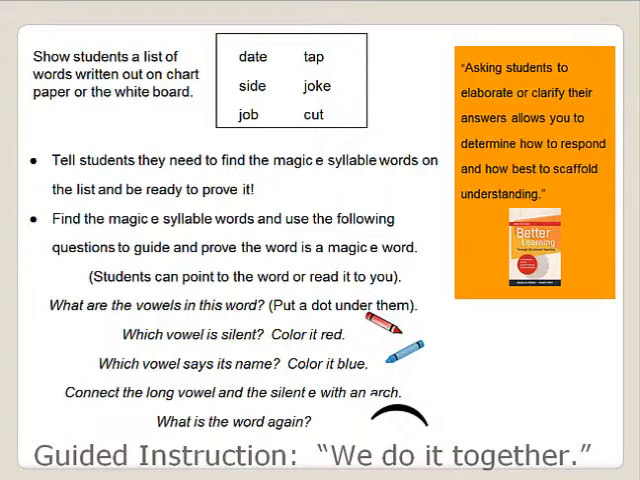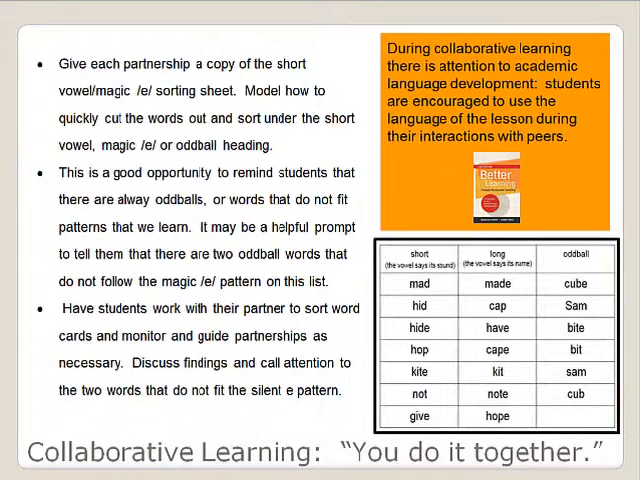Find the magic E syllable words and use the following questions to guide and prove the word is a magic E word. Students can point either to the word or read it to you. What are the vowels in this word? Model how to put a dot under the vowels. Which vowel is silent? Color the silent E red. Which vowel says its name? Color the long vowel blue. Connect the long vowel and the silent E with an arch. Then ask, what is the word again?